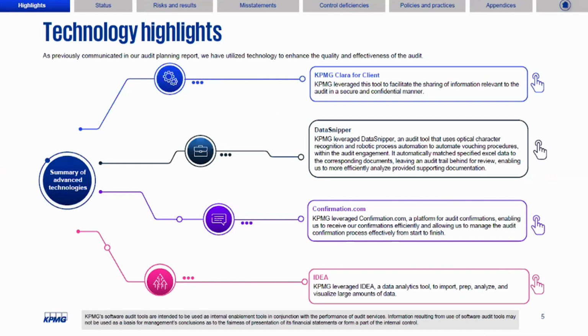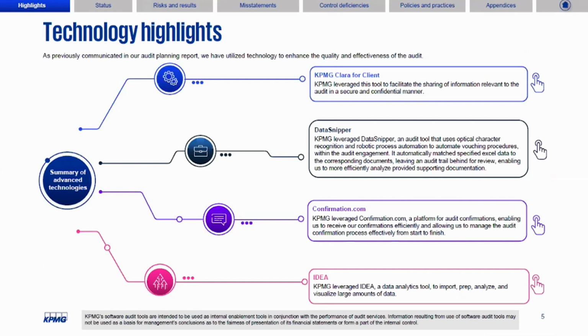Some of the items here include one item called Data Snipper, which is an optical recognition tool that we use that compares documents that the city retains to the underlying accounting records. In fact, it just prevents a human from having to physically match up this number with that number. The machine does it for us, and then we can just review the outputs to make sure there's no outliers or things that don't make sense.